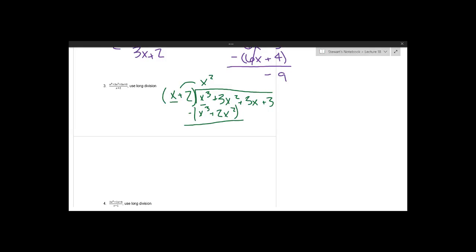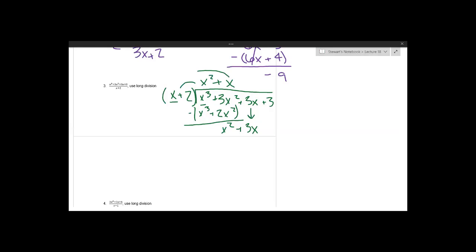X cubed minus x cubed is 0, but 3x squared minus 2x squared is just 1x squared, and then we have to carry down the next term, which is plus 3x. So now we have to evaluate how x goes into x squared plus 3x, or how x plus 2 goes into x squared plus 3x, by seeing how x goes into x squared. Well, x goes into x squared x times, that's the missing factor, because x times x is x squared.